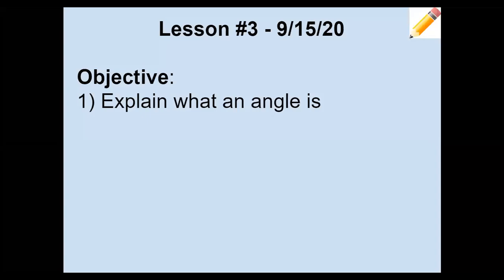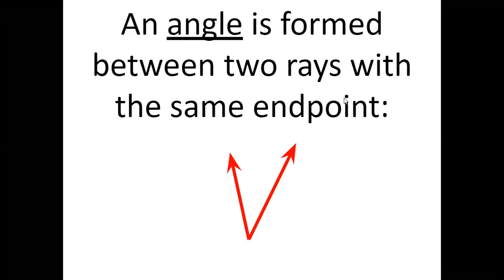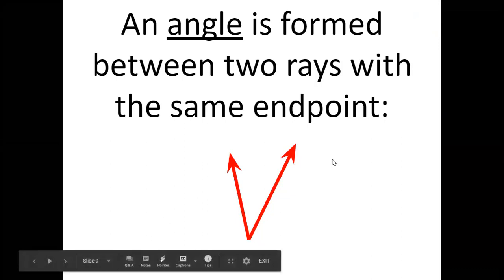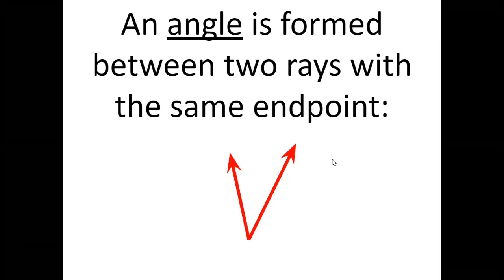Hi, Geometry. So I'm going to explain what your first objective is, and that is to explain what an angle is. So just please make sure that you're writing this objective down in your notes. Okay. So an angle is formed between two rays with the same endpoint. And here is an image below of what an example of an angle is. We did write this down in our previous lesson, so this is just kind of like a review.